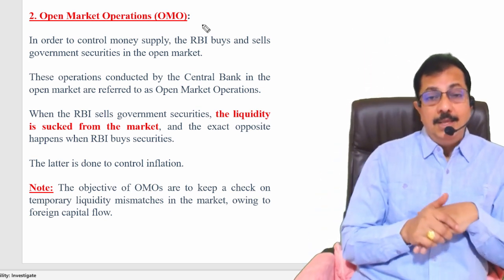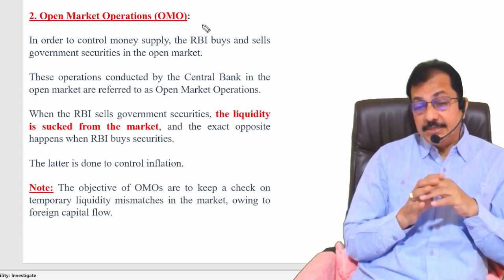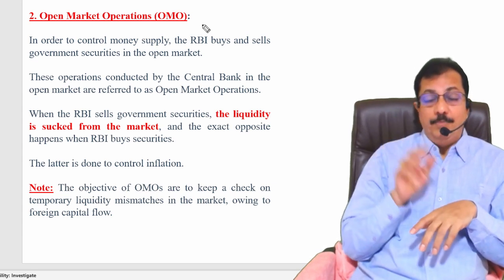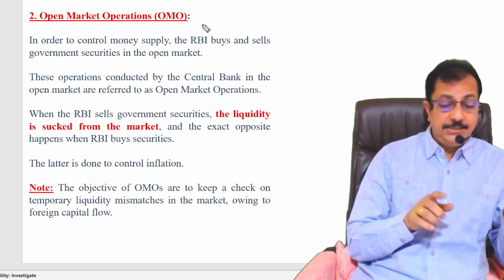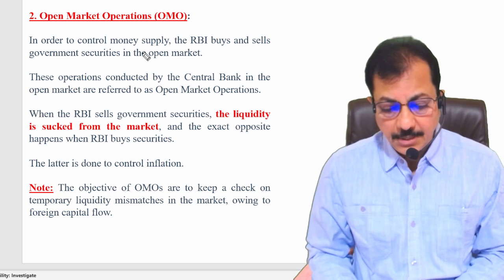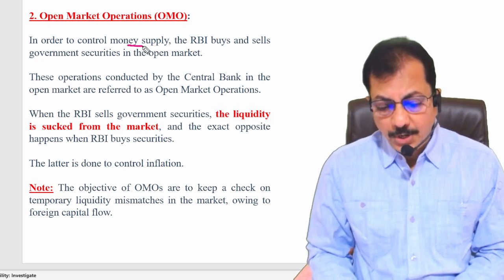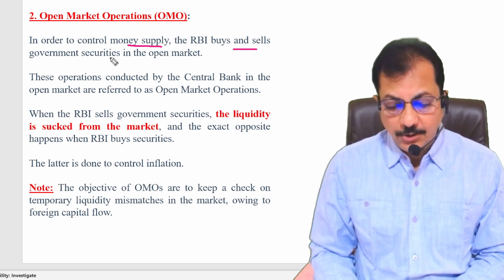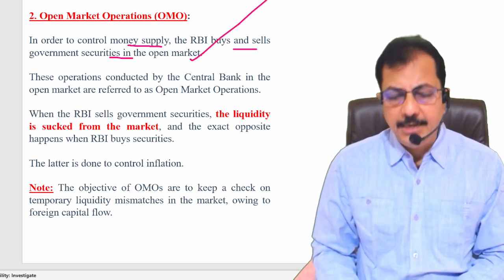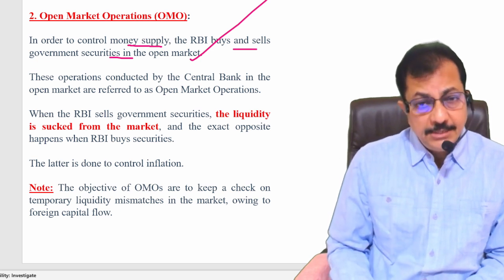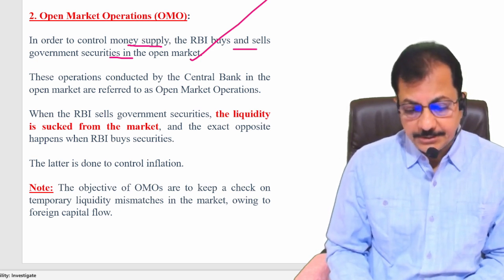I told you already, we are discussing the quantitative tools of monetary policy. One is the reserve rates and the second one is the open market operations. In order to control money supply, RBI buys and sells government securities in the open market. Anybody can buy and anybody can sell it. So this is called open market operations.